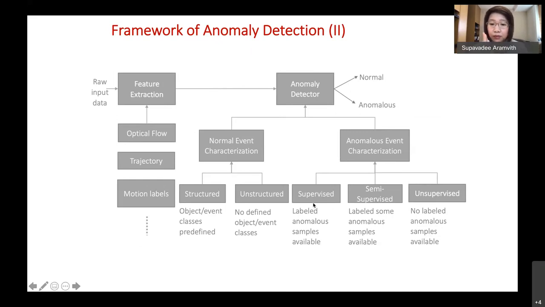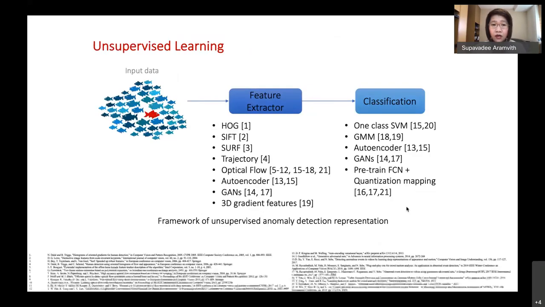It can be supervised, semi-supervised, or unsupervised. In our case, we choose to work on unsupervised, so we do not label anything. The algorithm has to learn by itself, which gives more flexibility in that it can categorize several kinds of events. So when we use unsupervised learning, we have to review the algorithms.